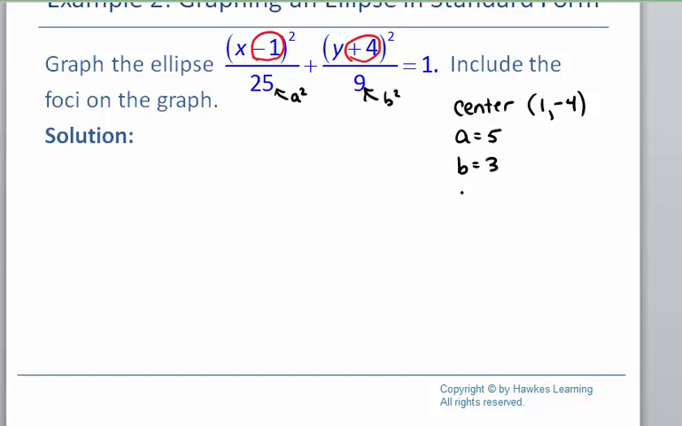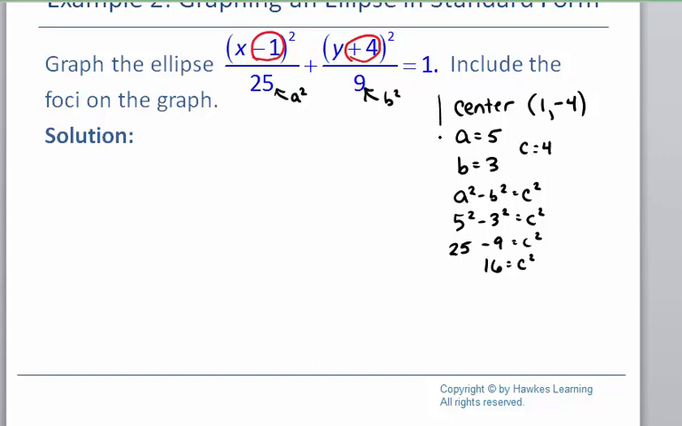Now again, we can use our little formula, a squared minus b squared is equal to c squared, to calculate a c value. So I'm going to put the 5 in for the a, the 3 in for the b. So we'll have 25 minus 9 is equal to c squared. So c squared is equal to 16. So c has to equal 4. All right, and so now we have our basic information there for our second example.